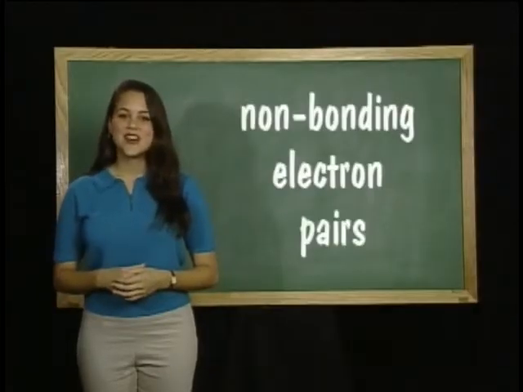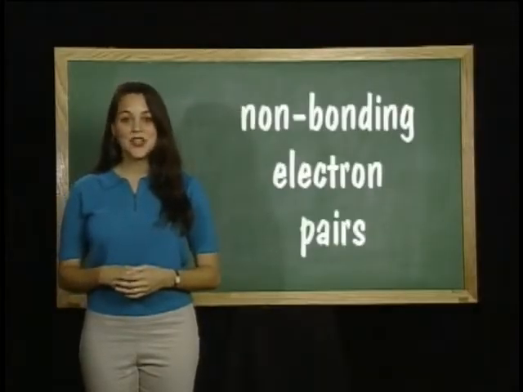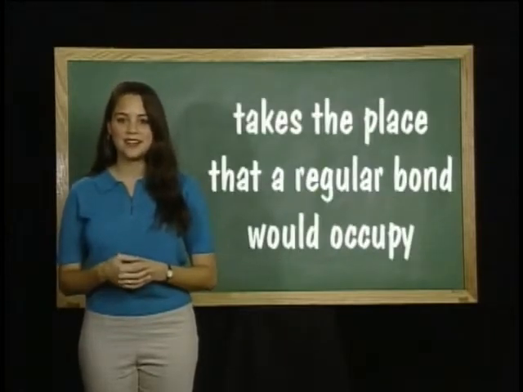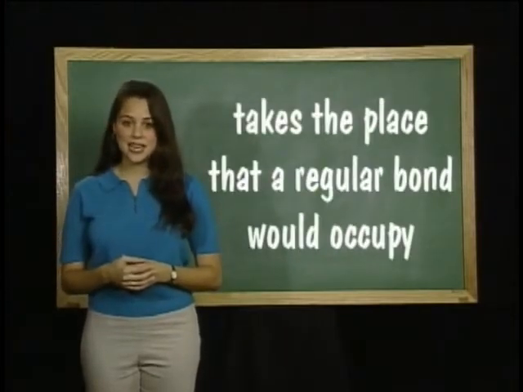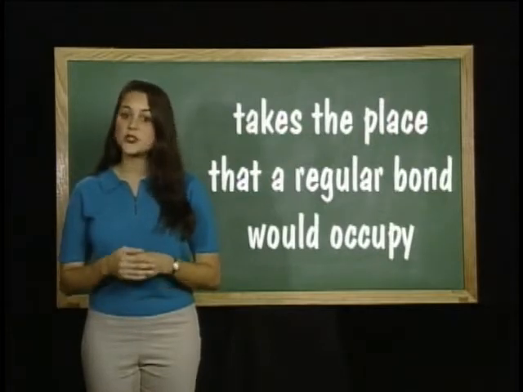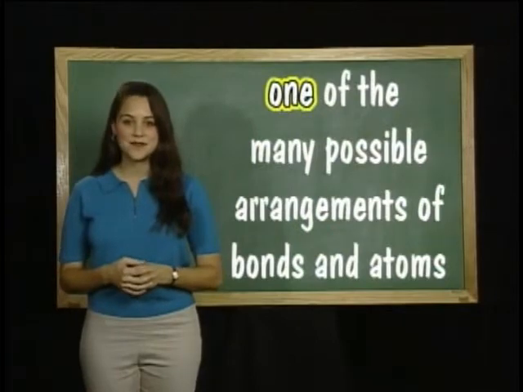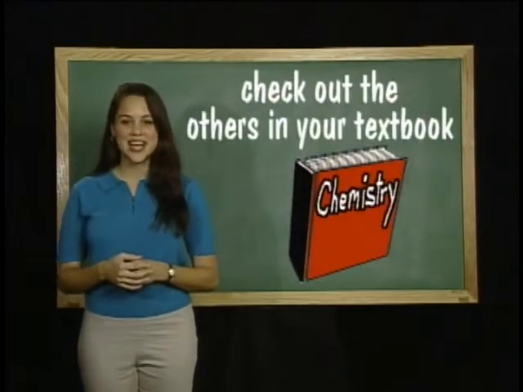Molecules can also have non-bonding electron pairs. The non-bonding electron pair takes the place that a regular bond would occupy. We will use water again as an example, but know that this example shows you only one of the many possible arrangements of bonds and atoms. Be sure to check out the others in your textbook. I'm checking out the other arrangements in my textbook.